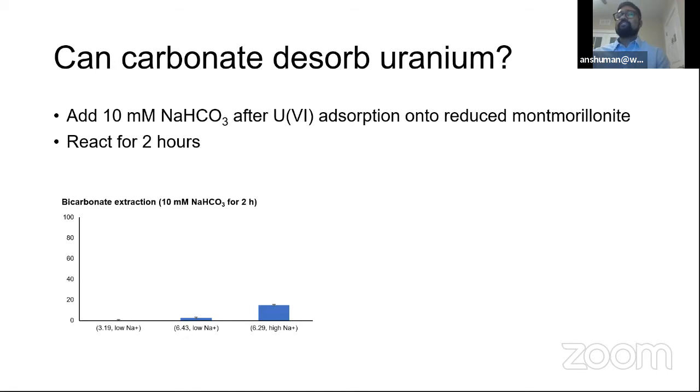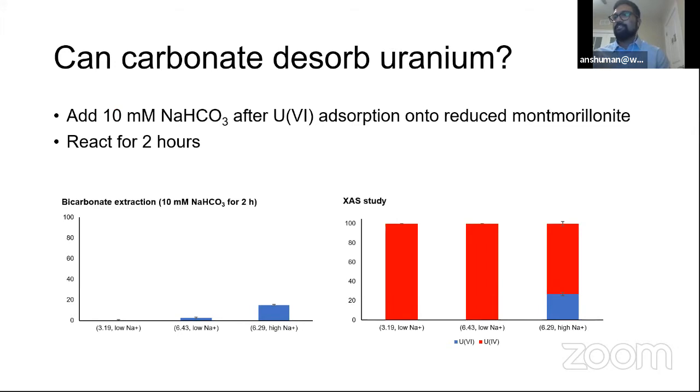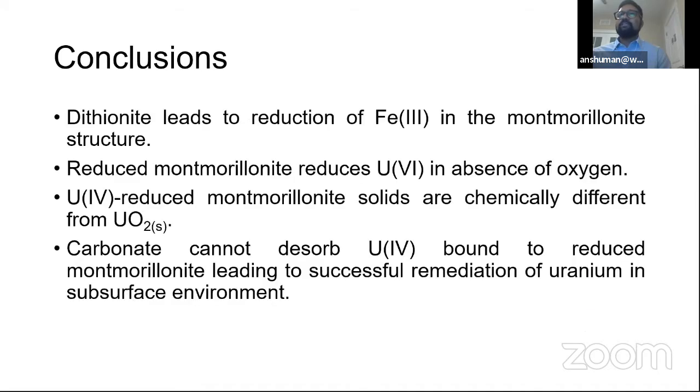So this clearly correlates with our XAS results, where we see almost 25% of uranium is actually in U6 form in the high sodium case. So this concludes this presentation. We were able to reduce uranium. We were able to reduce iron 3 in the Montmorillonite structure by the dithionite method.